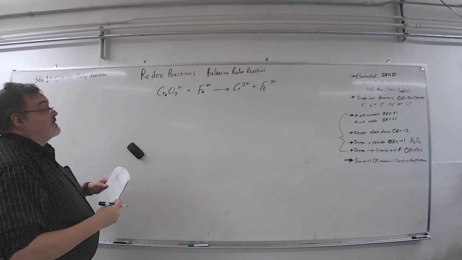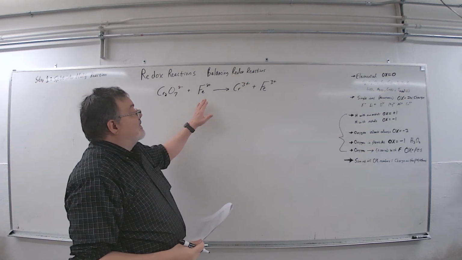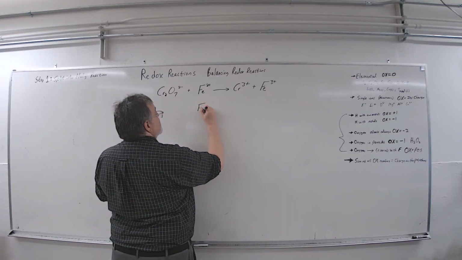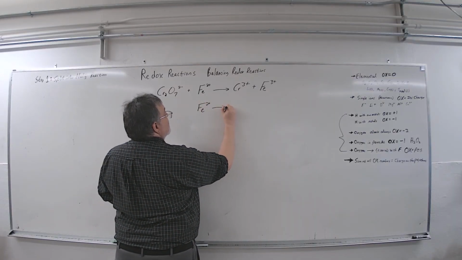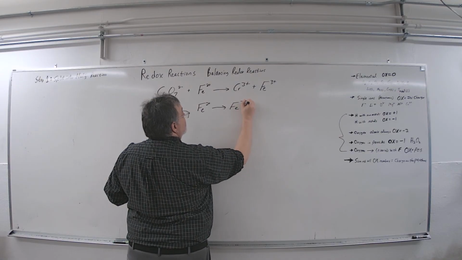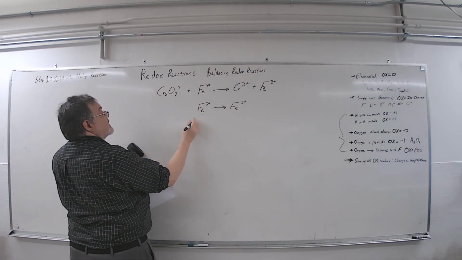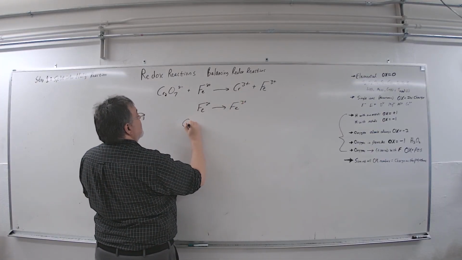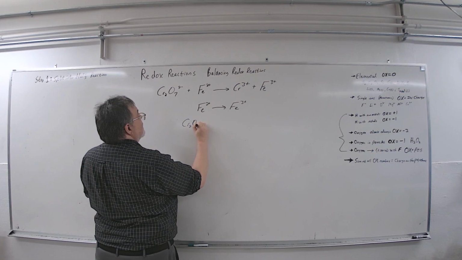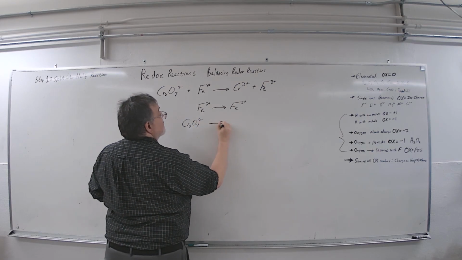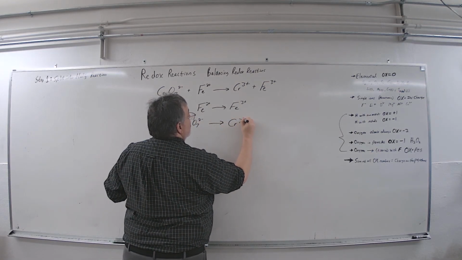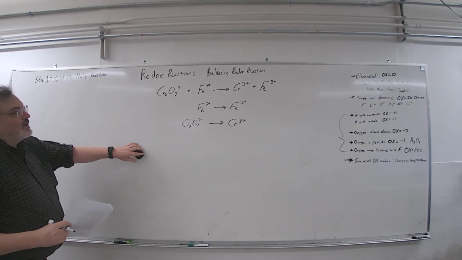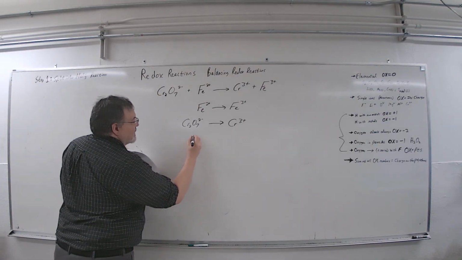A half reaction is, you take the two things that are changing, like the Fe2 plus and Fe3 plus. So the half reactions here are Fe2 plus to Fe3 plus, and then the other half reaction here is the Cr2O7 2 minus to Cr3 plus. And I guess Cr must be changing oxidation state.